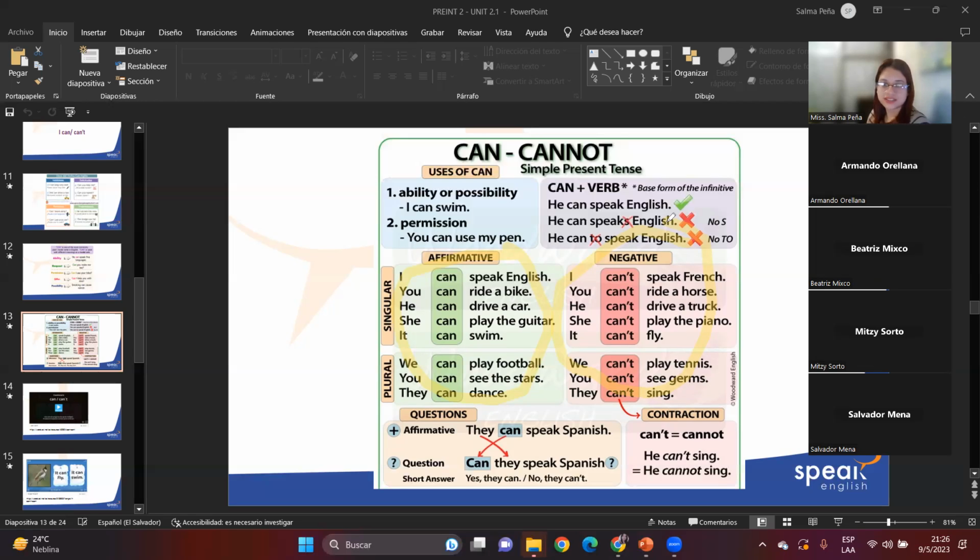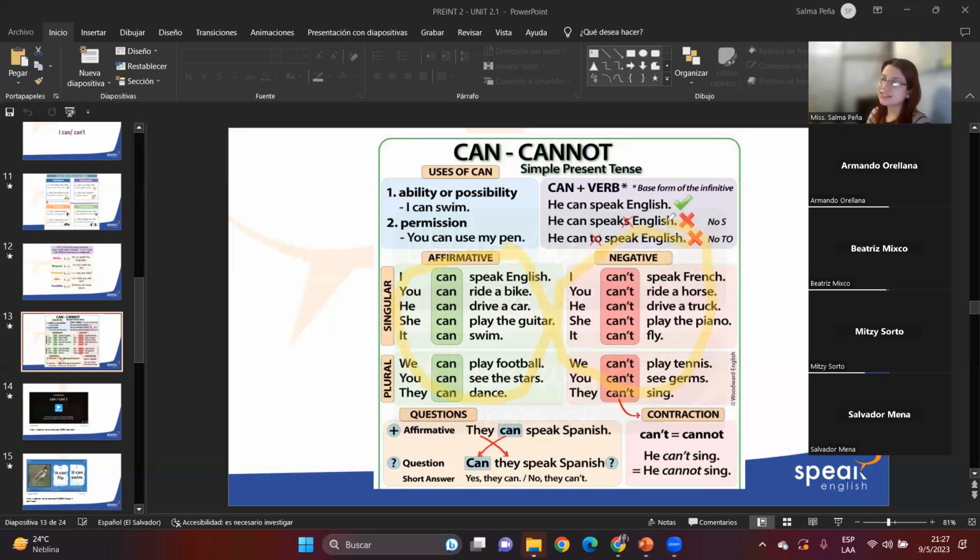Can they speak English? Yes, that's the only one that we have. They can speak Spanish. So with a question, can they speak Spanish? Exactly. So when we want to make a question, we only change the position. It would no longer be "they can speak Spanish," because that is a positive sentence. That would be, can they speak Spanish?